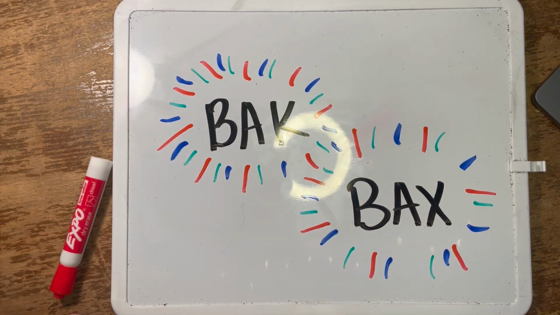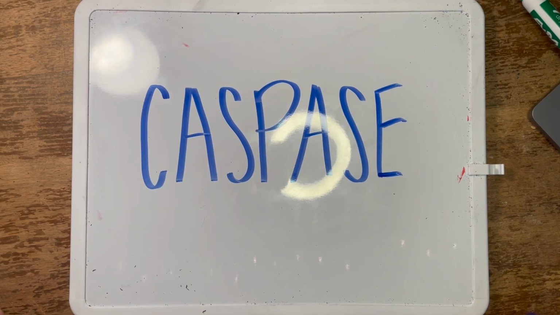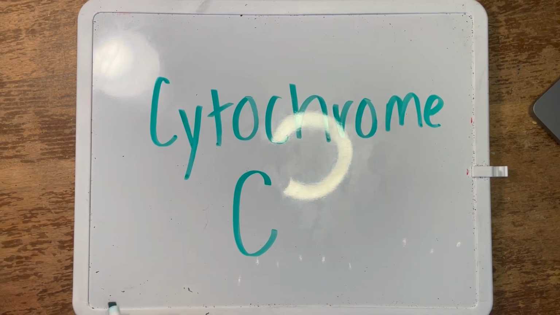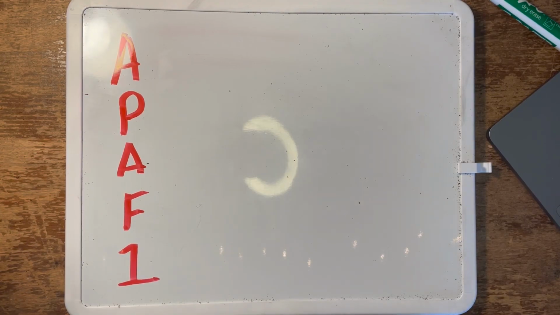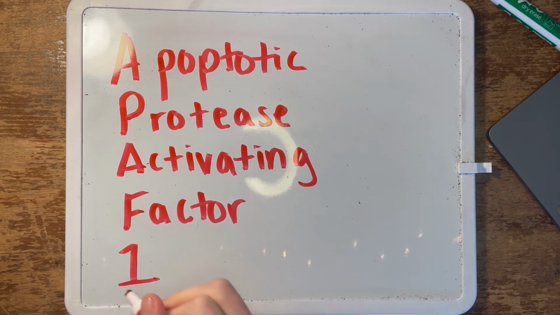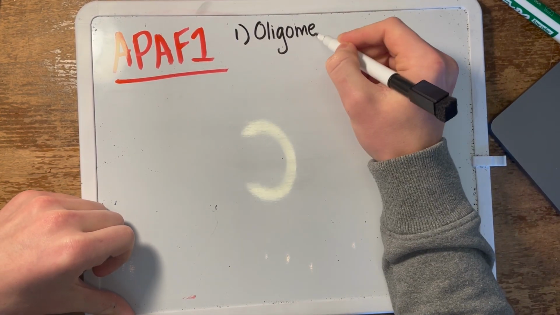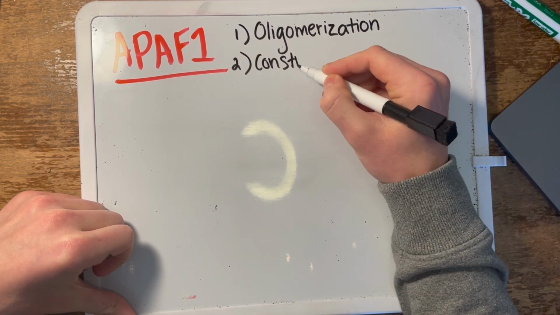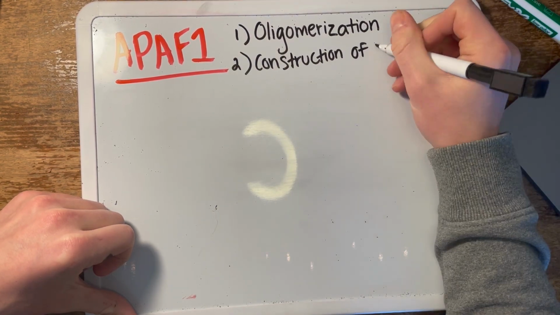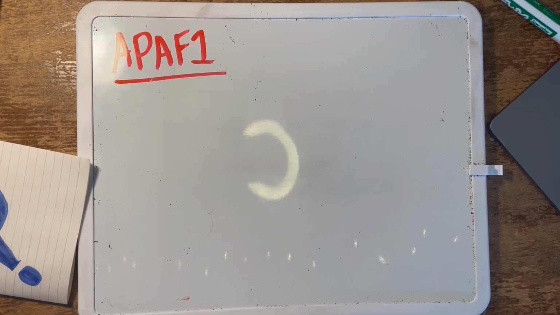Terms that might seem specific to this pathway will be defined as we go, such as APAF1, caspase, cytochrome C, and the apoptosome. APAF1 stands for apoptotic protease activating factor 1. APAF1 is an adapter protein made up of a CARD, NOD, and WD domain, and it's responsible for oligomerization and construction of the apoptosome. But just how does it do this, you may ask?